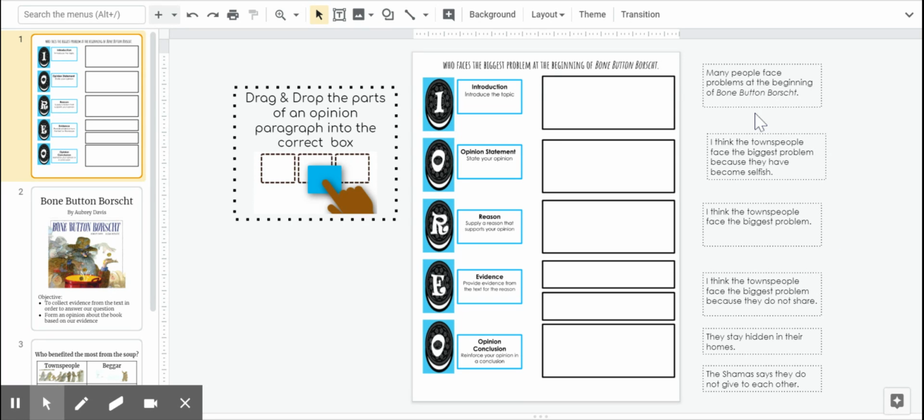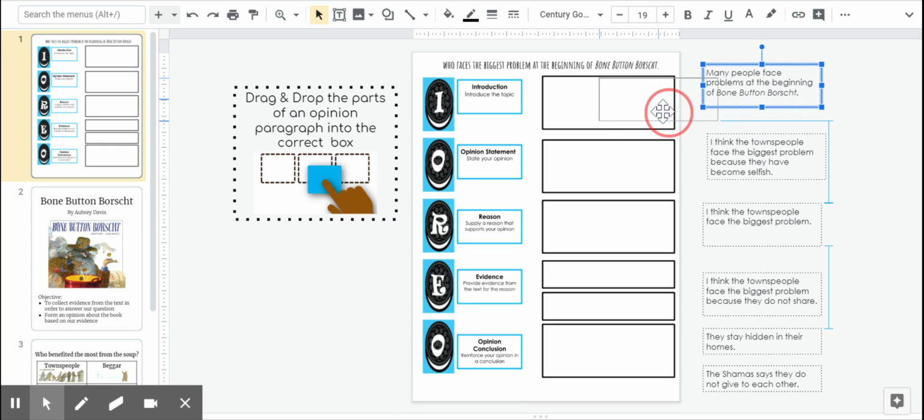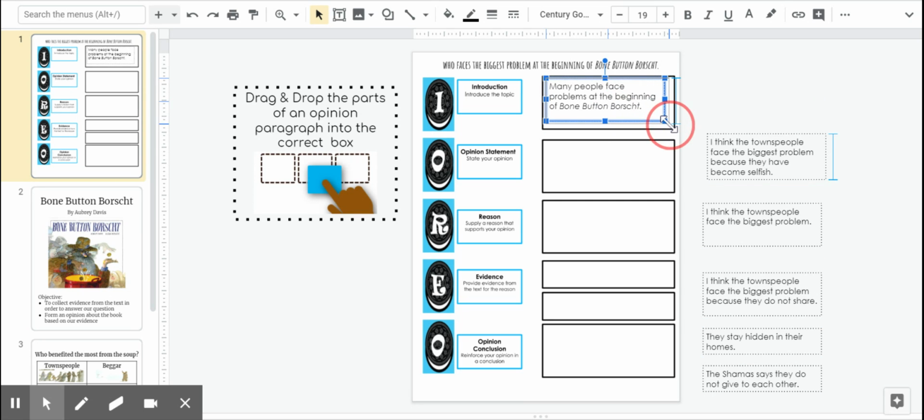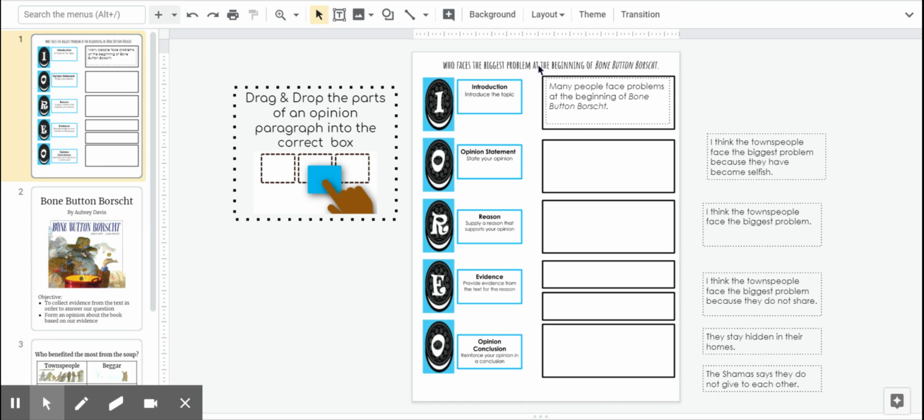Our first sentence says, many people face problems at the beginning of Bone Button Borscht. This is an example of what our topic is going to be about. For this modeling of our first activity, the question we'll be answering is who faces the biggest problem at the beginning of Bone Button Borscht. So, in order to introduce our topic to our readers, our introduction sentence has to say, many people face problems at the beginning of Bone Button Borscht.